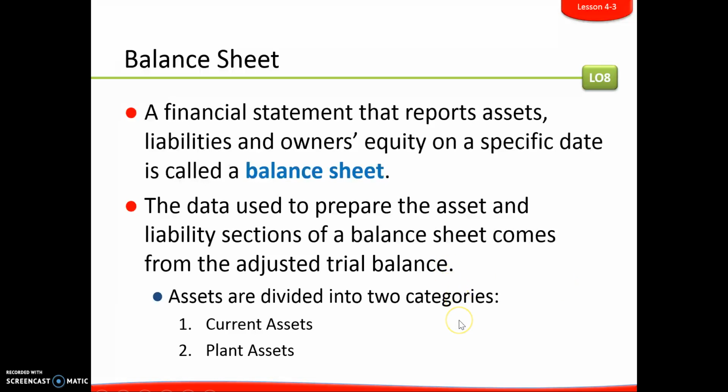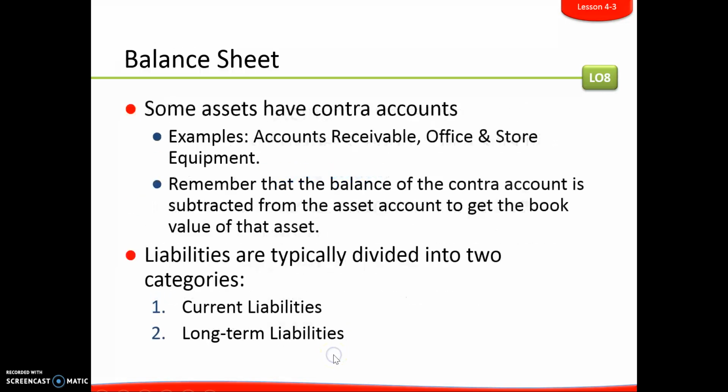Just a few things to remember about your balance sheet. Typically, assets are broken down into two categories. We have current assets and plant assets. Current assets would be used up within 1 year. Plant assets are usually held for more than a year. Some of the assets have contra accounts. Contra accounts are nothing new to us. The ones that we'll be working with are accounts receivable and office and store equipment. And just as a reminder, the balance of the contra account gets subtracted from our asset account, and that gives us our book value, or the up-to-date value in that asset account.